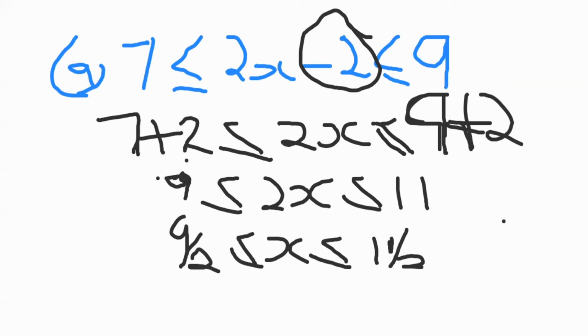All right. So we would have gotten 11 over 2, so 9 over 2. x is greater than or equal to 9 over 2, or x is less than or equal to 11 over 2. And you all know what 9 over 2 equals, right? Yes, sir. That's 4.5 and 5.5.